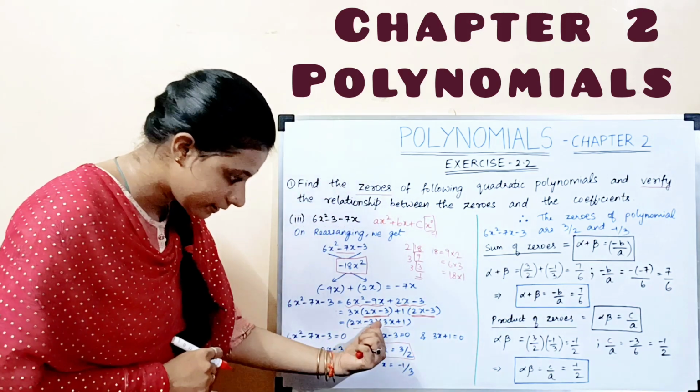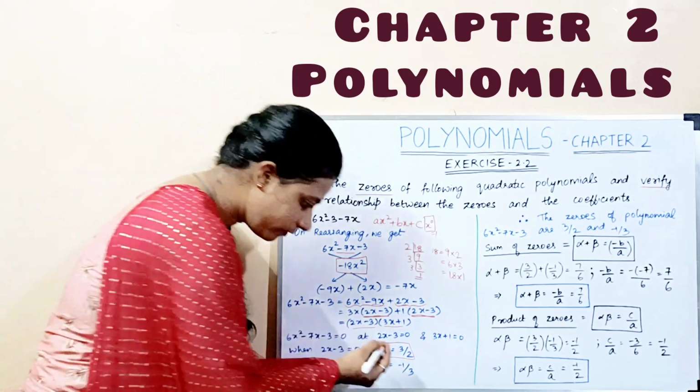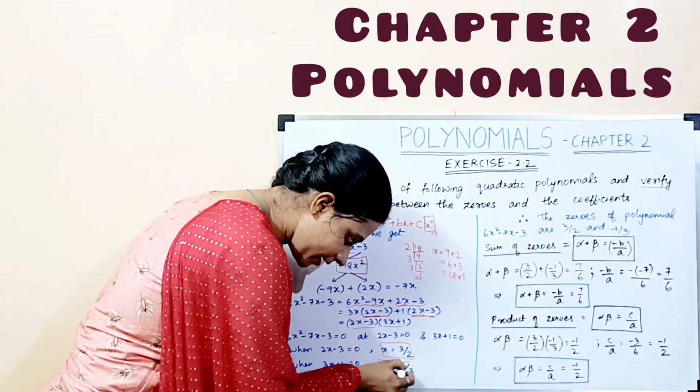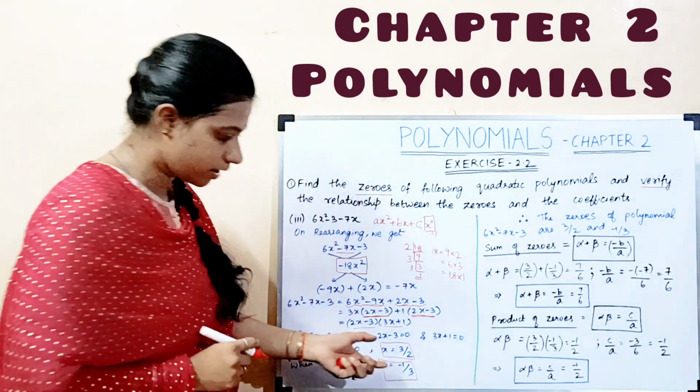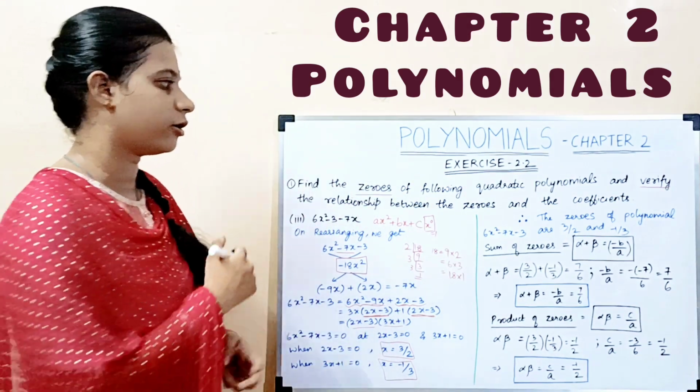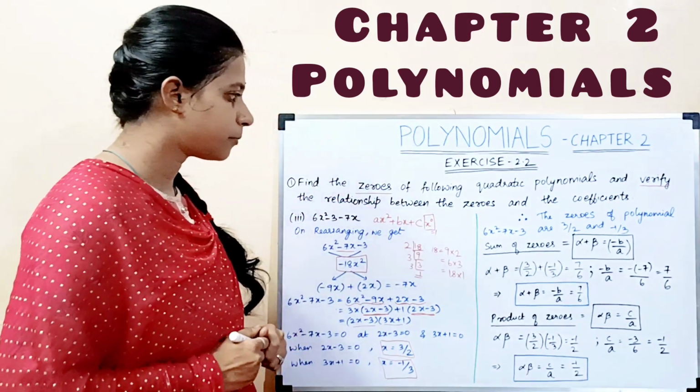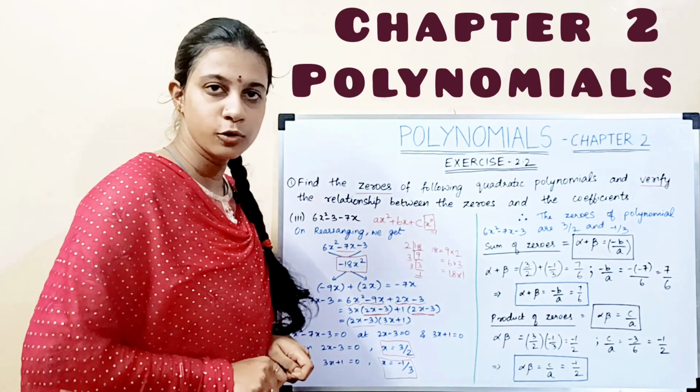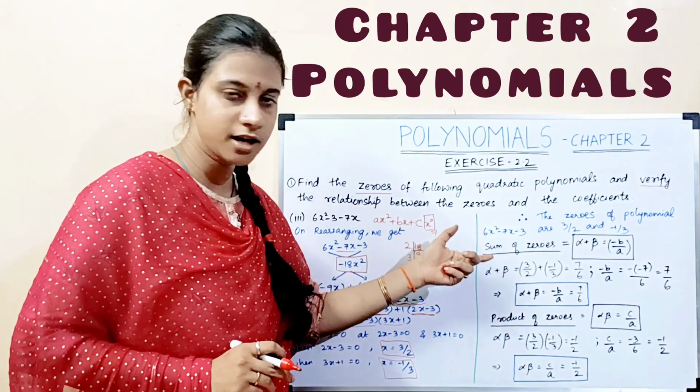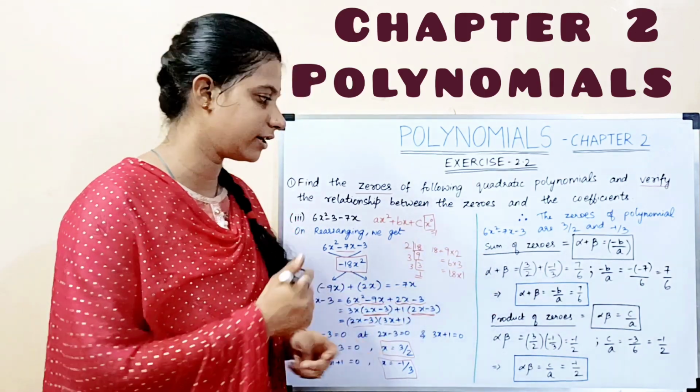And while equating 3x plus 1 to 0, we get x is equal to minus 1 by 3. These two are the zeros of this quadratic polynomial. So the zeros of the polynomial are 3 by 2 and minus 1 by 3. This is the first half of the solution. Now we will verify the relationship.